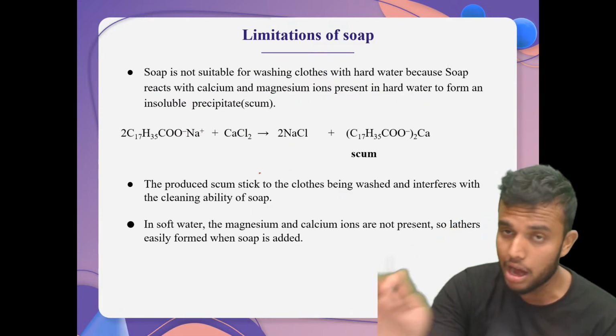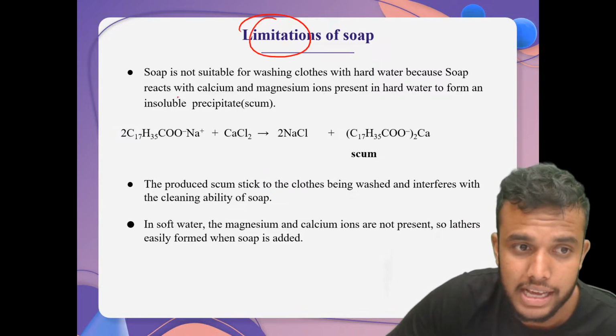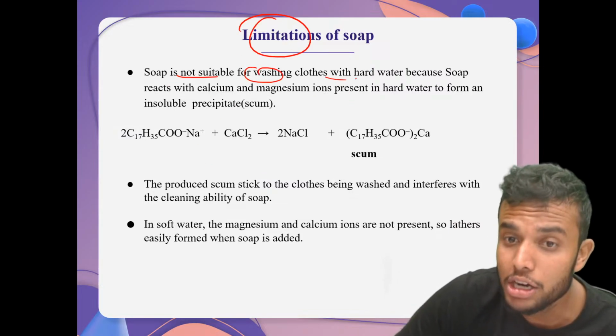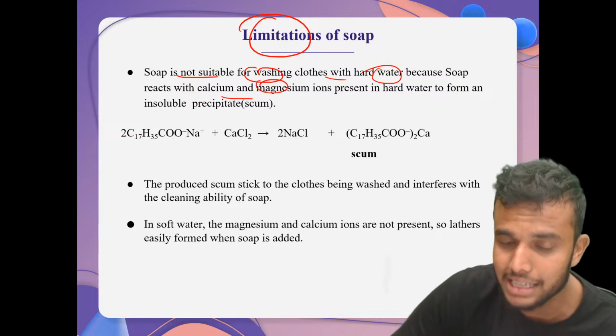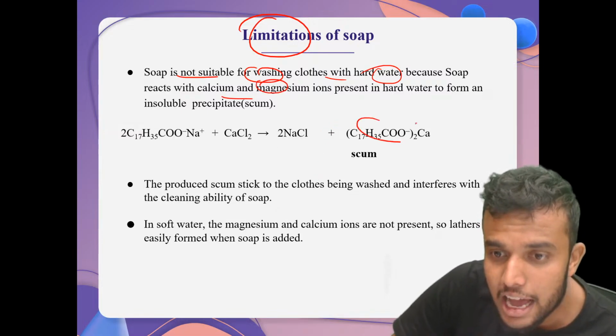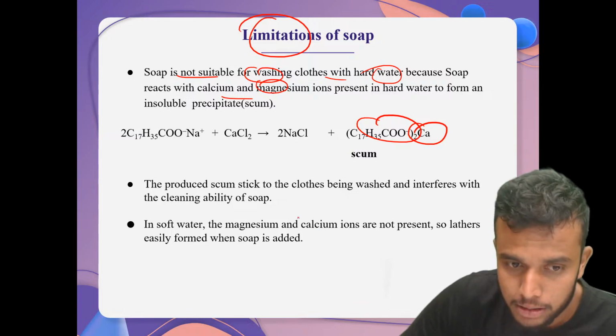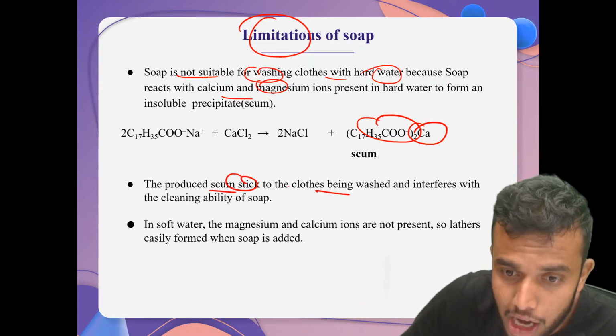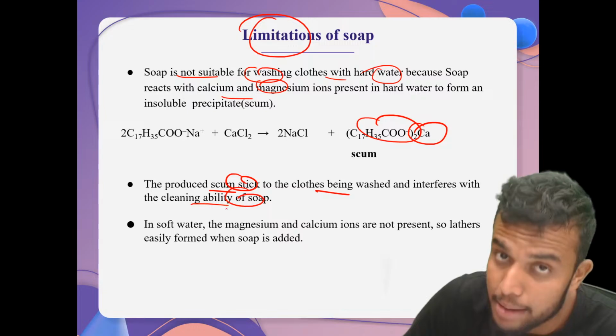The second limitation: soap forms a scum, so it is not usable for washing clothes with hard water, because soap reacts with calcium and magnesium to form scum. The produced scum sticks on the cloth, is wasted, and interferes with the cleaning ability of soap.